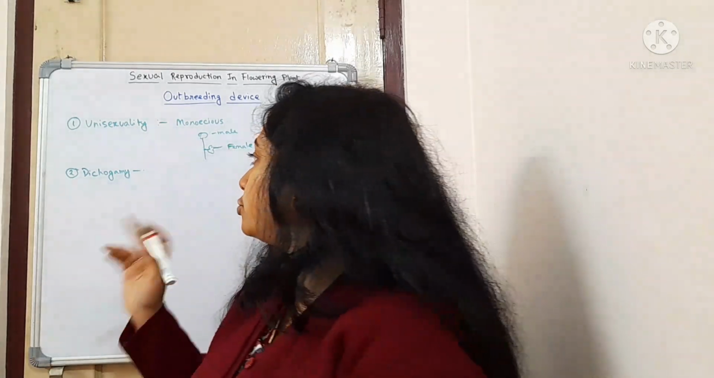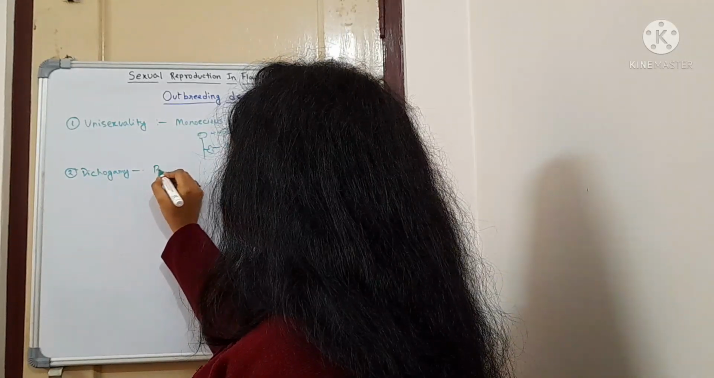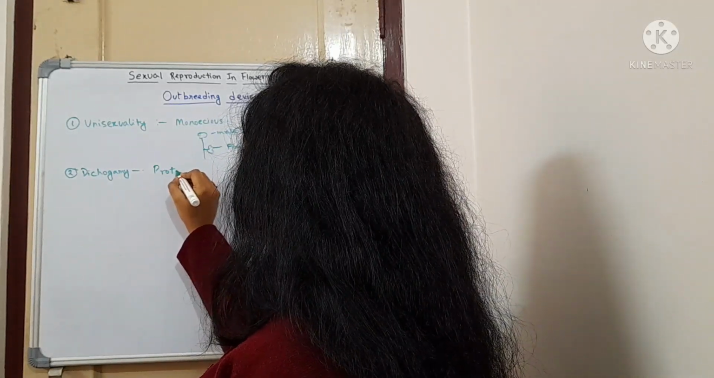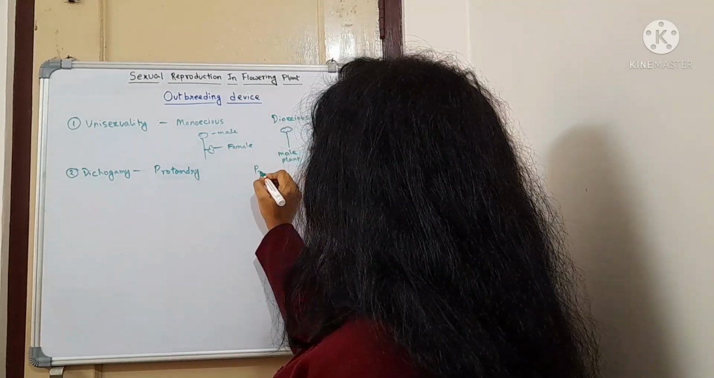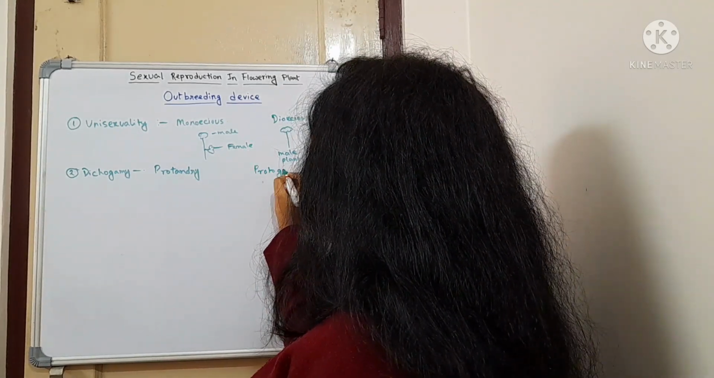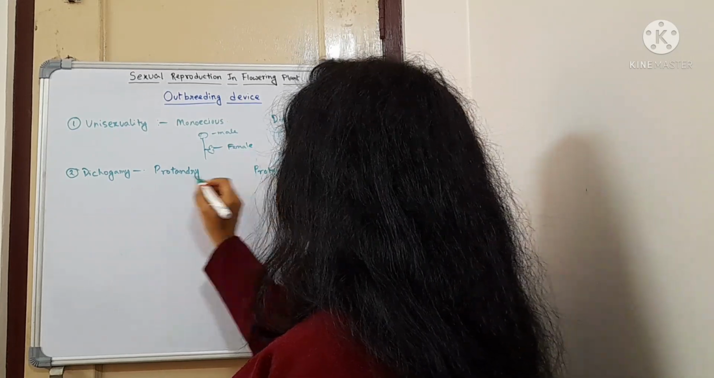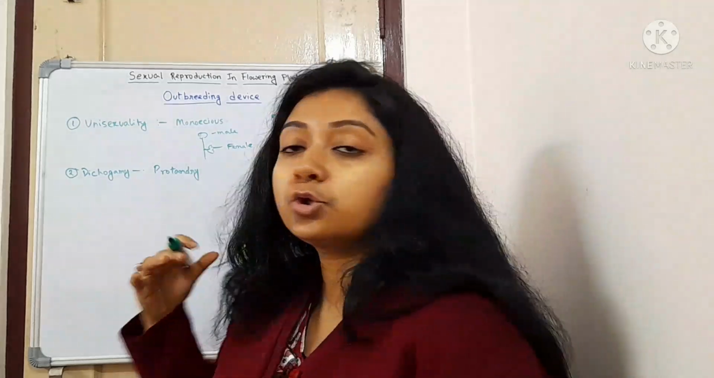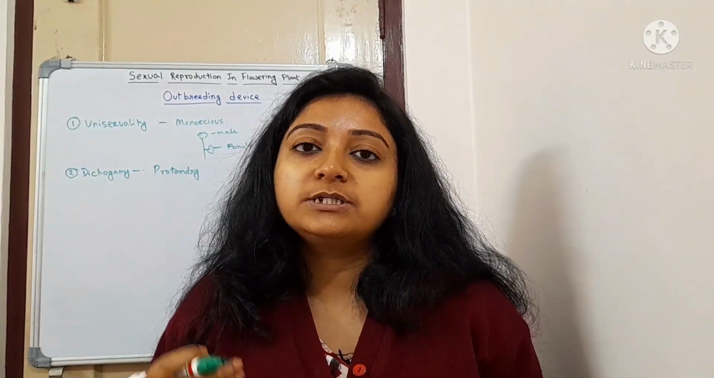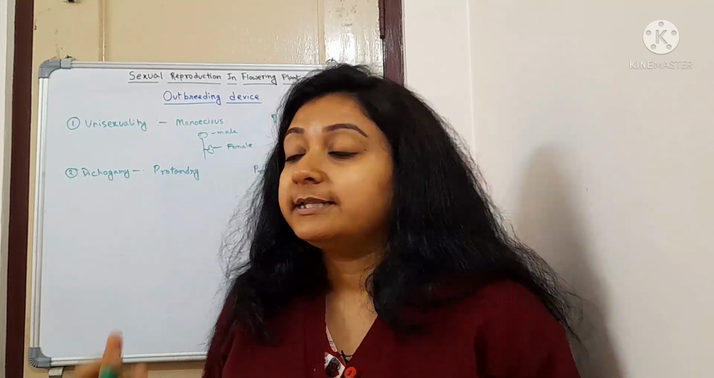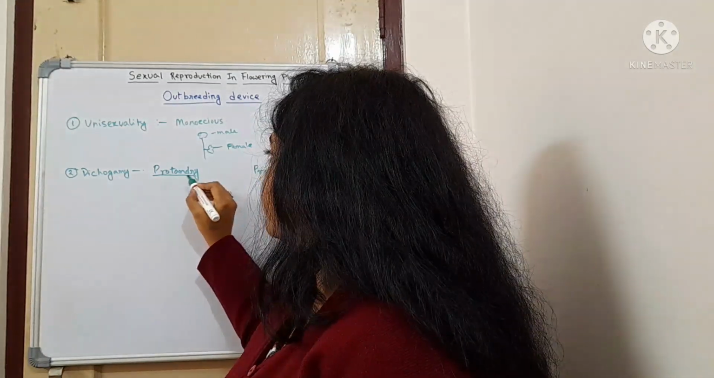So here also two events can occur in one event, which is considered as protoandry, and the other event which is considered as protogyny. So what will happen in case of protoandry? In case of protoandry, proto means previous. That means in this case, the androecium or the stamen matures first, then the female part will be matured. That is considered as protoandry.